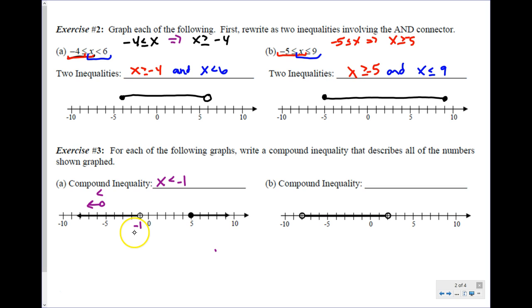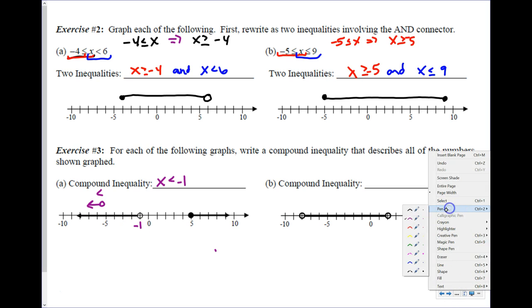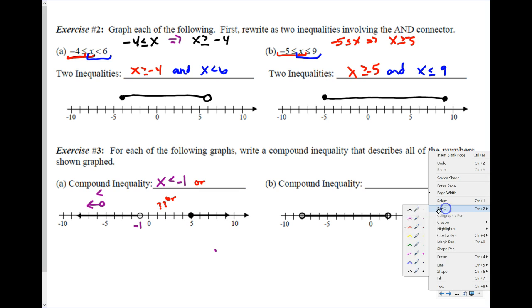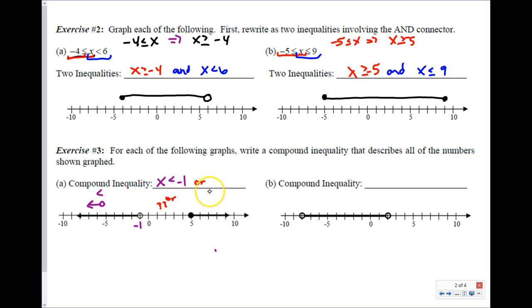That's my first one. The second one, this is an OR statement because there's nothing in between, so this is an OR. And then on my right, I have a number starting at 5 and going to the right with a closed circle, so that means x is greater than or equal to 5. When it's going to the right, that is a greater than or equal to sign. Okay?